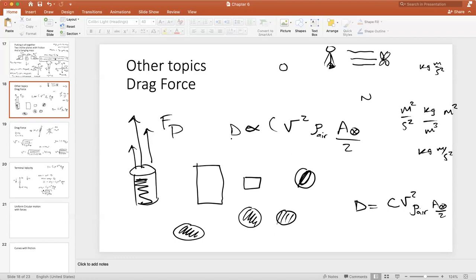And these unit-wise do match your drag force. They are a force, they're newtons. So that tells you that this model is probably at least physically right. It gives you the right units. So how well it models real drag, I don't know.